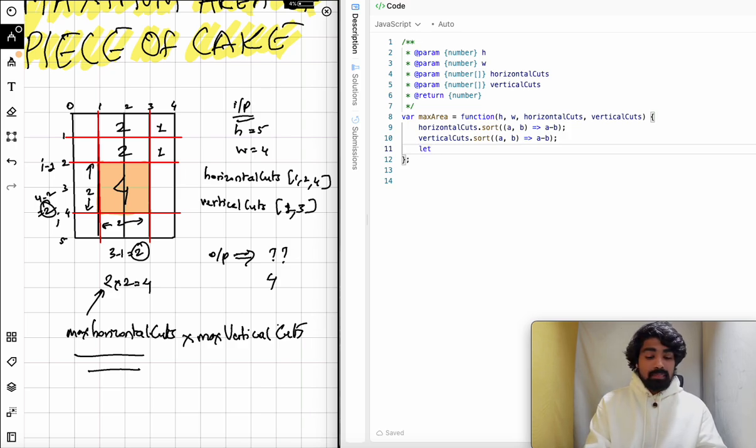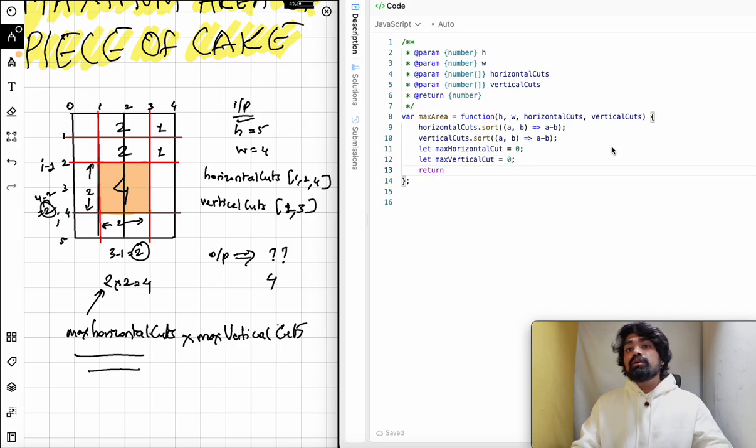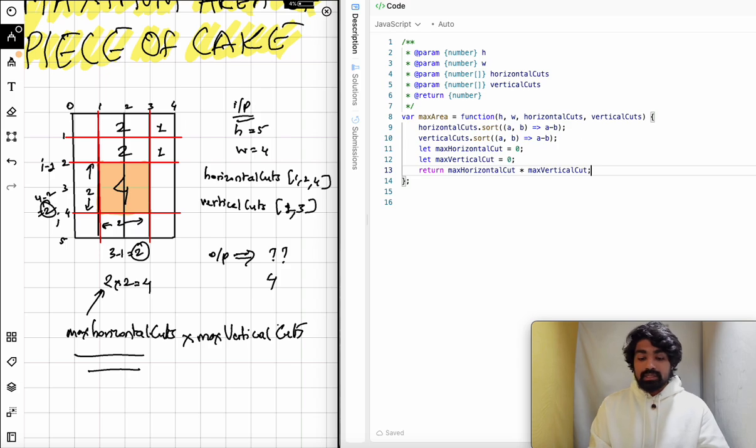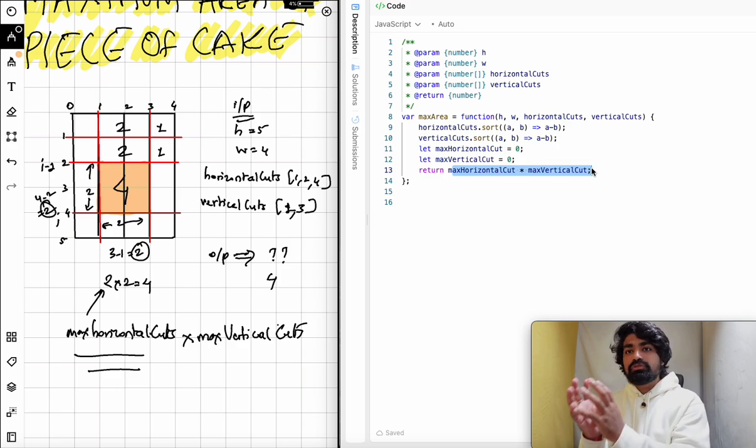So I will keep a tracker here, max horizontal cut, I will say 0, then let max vertical cut, I will also say 0, and in the end what I'm going to do is multiply this maximum horizontal cut and my maximum vertical cut and just return it. This will be tweaked a bit later on, but I will come to that later. First we will just focus on the core of the solution.